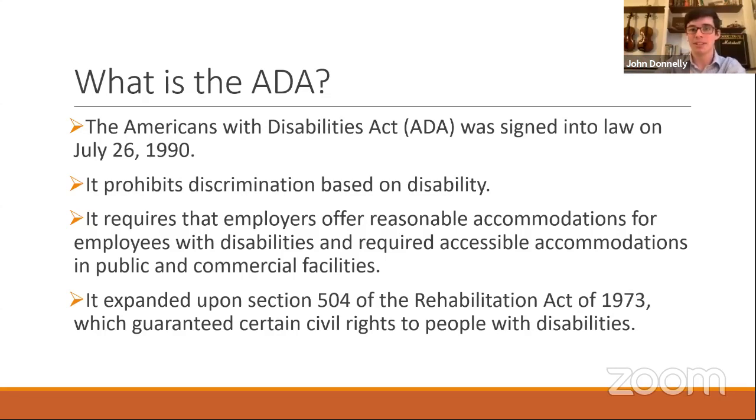So very important legislation. It requires that employers offer reasonable accommodations for employees with disabilities and requires accessible accommodations for public and commercial facilities. So that's why we have wheelchair ramps. And I'll get into that a little bit more coming forward. It expanded upon Section 504 of the Rehabilitation Act of 1973, which guaranteed certain civil rights to people with disabilities. Now, while that act guaranteed some things, it wasn't a very long piece of legislation, and it didn't really have a spine until the ADA was passed a few years later.